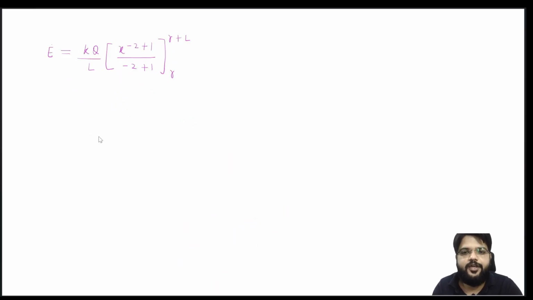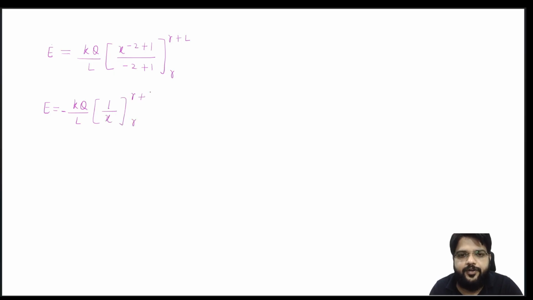So now put the limit of integration. So E equal to kq by L, and this is minus 2 plus 1. So what I'm doing here, minus, I'm putting outside the integration, meaning I'm taking it outside the bracket. So now we have E equal to minus kq by L, and this is x power minus 2 plus 1, so this is x power minus 1. And x power minus 1 can be written as 1 by x also. Correct, everyone?